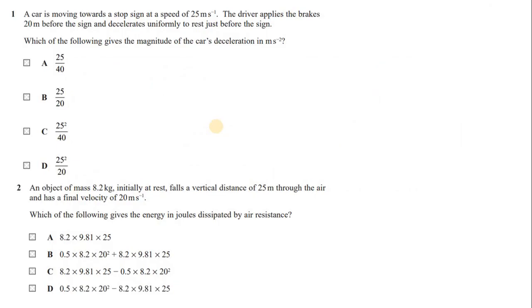Question number 1. A car is moving towards a stop sign at the speed of 25 meters per second. The driver applies the brake 20 meters before the sign and decelerates uniformly to rest just before the sign. Which of the following gives the magnitude of the car's deceleration in ms-2?